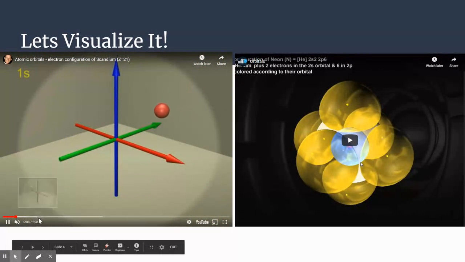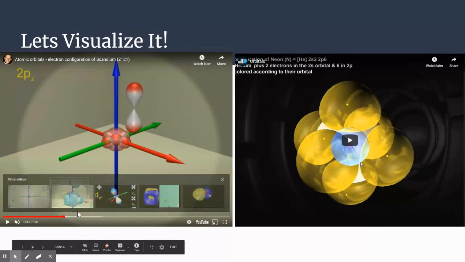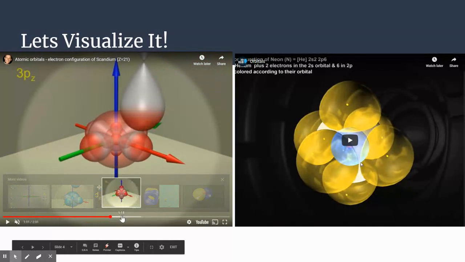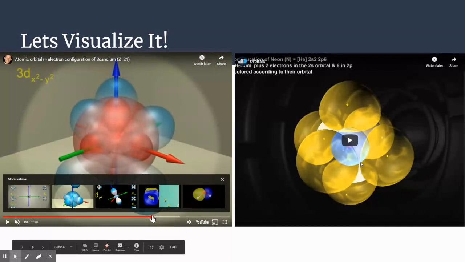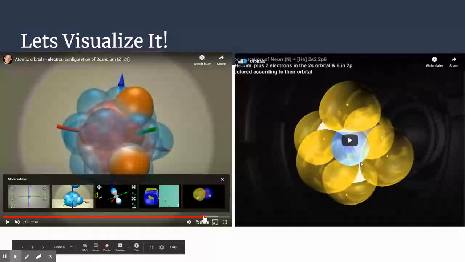Okay, so we can see the shapes coming in. We have spheres, we have this dumbbell shape filling up. As we go and go, we get bigger and bigger atoms, bigger and bigger electron cloud, and those electrons are bound further and further away from the nucleus.